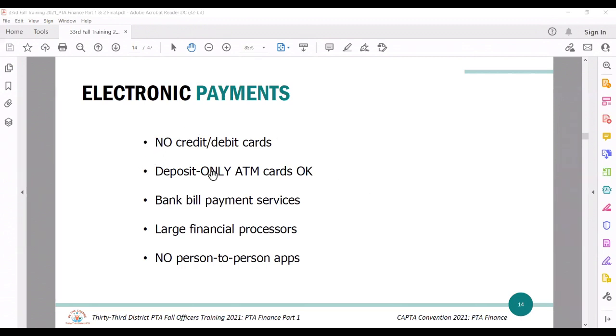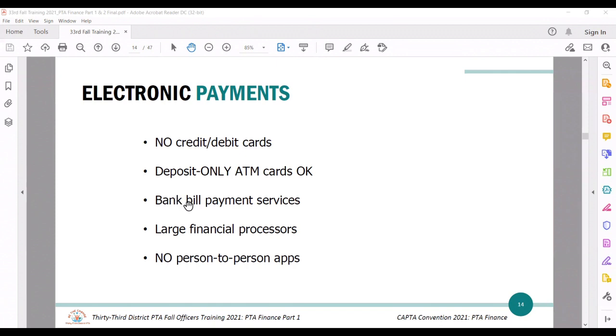If you can get a deposit-only ATM card from your bank, that's okay, but it should not be an ATM card that allows withdrawals, only deposits. And this is very convenient if, late night after the snack bar closes, you can then go quickly make the deposit and not have the money sitting around. So that would be a great thing if possible. But some banks don't have that.